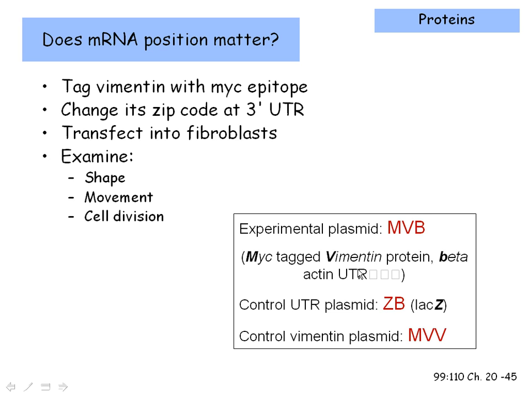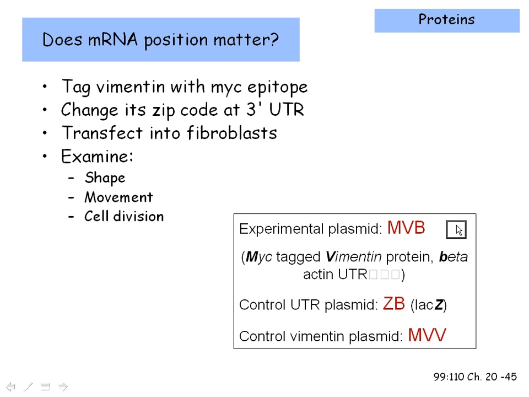And then the control, you can't just put in one thing. You have to control for possible variations. We had one message that was going to have the beta-actin 3' UTR, but beta-galactosidase. It has no functional consequence to the cell. We also had a MIC-tagged vimentin with its own zip code, so we could confirm that having the MIC tag on it hadn't interfered in any way.